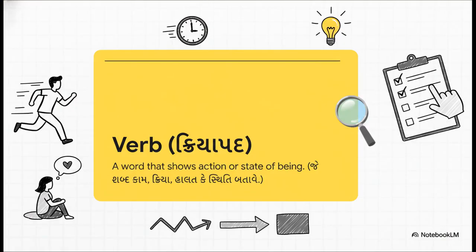Okay, here's the big secret. A verb is just a word that shows one of two things: an action or a state of being. That's it. Think of it as either the doing word, like jump or think, or the being word, like is or seems. It's the engine of the sentence. It tells you what's actually happening.